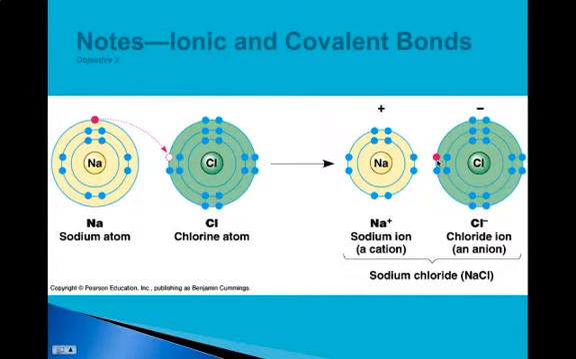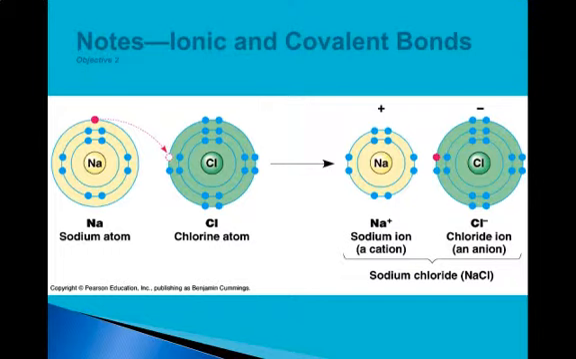Chlorine gained an electron, so it now became negatively charged. That's why it says Cl-. That's a negative charged ion. You'll probably notice right here that it says chloride instead of chlorine. This is what happens when we write in the form of an ion. It becomes chloride instead of chlorine. Chloride ion is negatively charged.